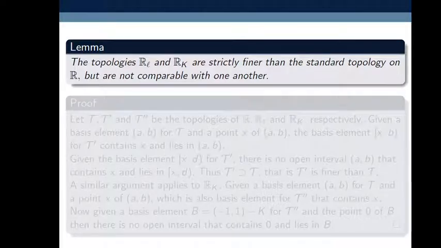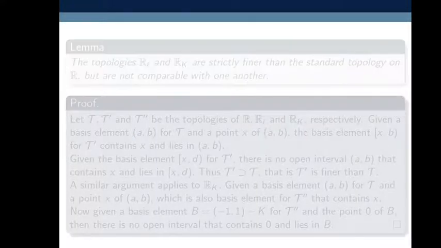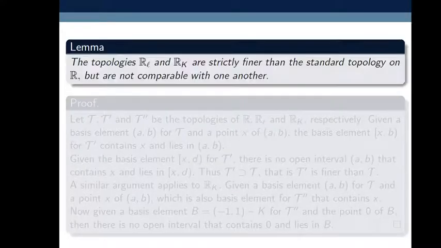So let's have a lemma. The topologies R_L and R_K, that is the lower limit topology and the K topology, are strictly finer than the standard topology. This means R_L contains R and R_K also contains R. This we have to prove, but they are not comparable with one another. It means neither R_L is contained in R_K nor R_K is contained in R_L. So this is the statement we have to prove.